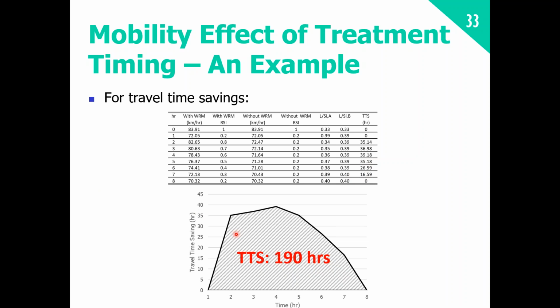And this bottom figure graphically illustrates the total travel time saving that is expected from the maintenance operations for this particular storm event from 1 to 8 hours. The shaded area in this figure represents the total travel time saving, which is about 109 hours that can be saved by individual vehicles that travel on this network.